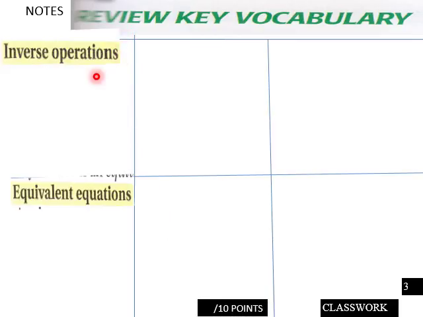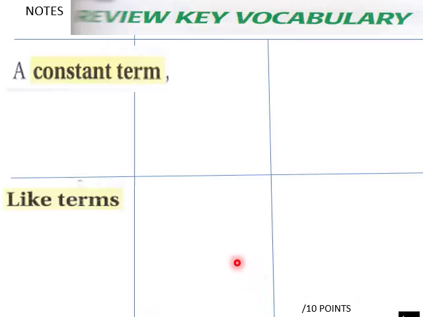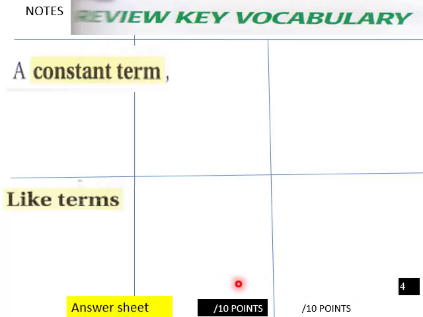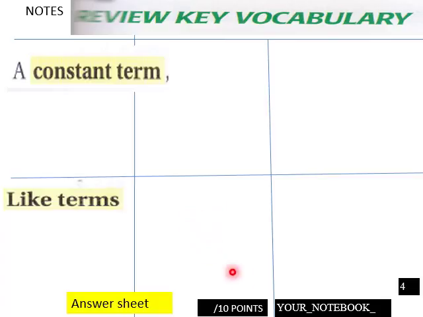Students, in your own words, define inverse operations and define equivalent equations. 10 points. This is in your classwork packet. It doesn't go in your notebook. And we have another definition exercise here, students. Now this goes in your notebook, page 4. On this lesson, define a constant term and define like terms in your own words and put that into your notebook.